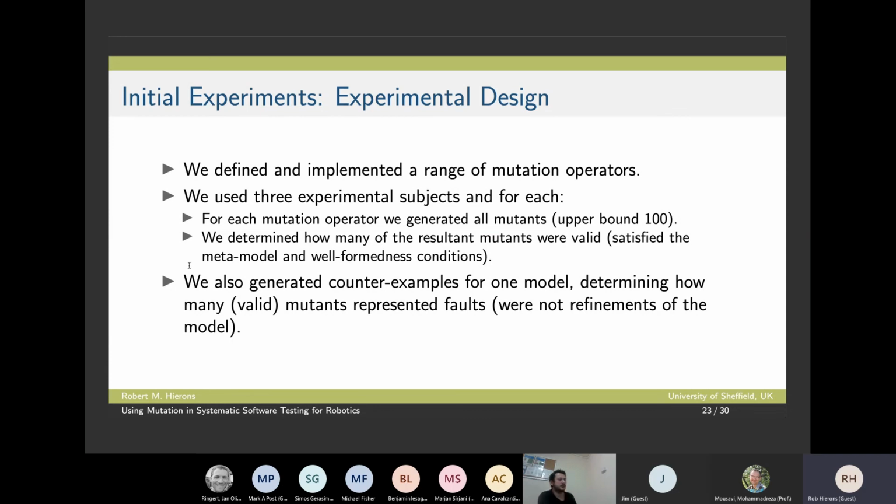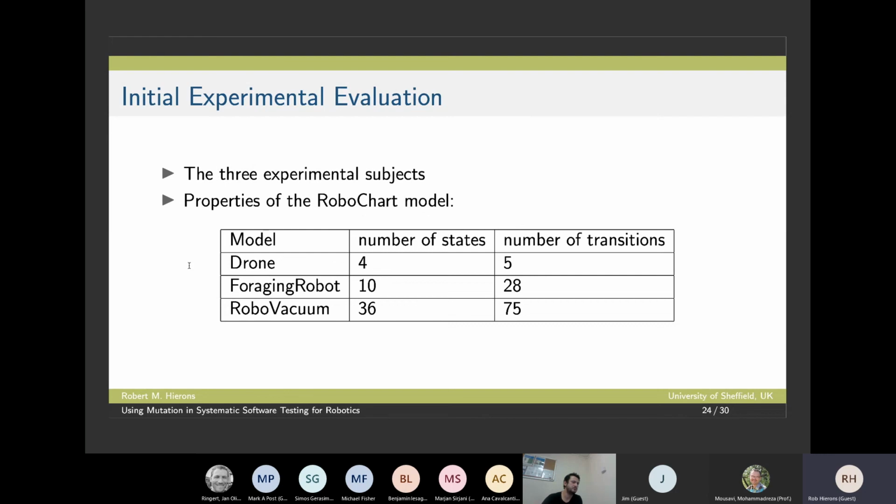For each of the mutants generated, we passed that to RoboTool and determined how many were valid. There were 2 potential reasons for being invalid. A mutant might fail the meta model, or it may not be well formed. For those, and in one of these 3 models, we then passed the valid mutants and the specification to FDR to determine how many actually represented faults, that were not refinements of the model. So I'll run through these very quickly.